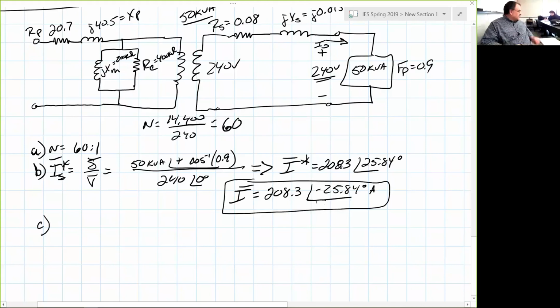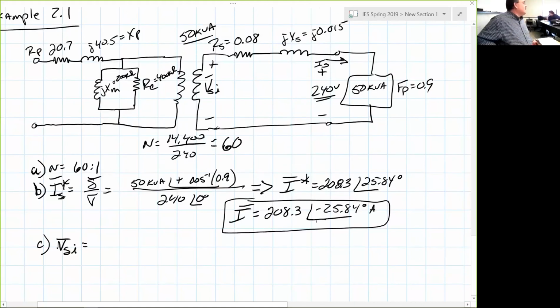Okay, then part C. In C, they ask us for the induced secondary voltage. What they're asking for here is this voltage right here. Let's call it V_S induced, V_SI. How would I get that? Now we're really going to rely upon your AC circuit analysis skills. I know the current, I_S, so what would V_SI be?